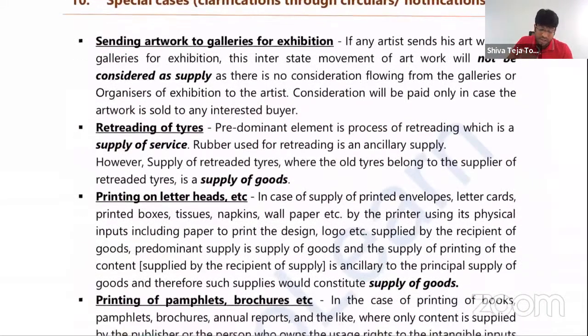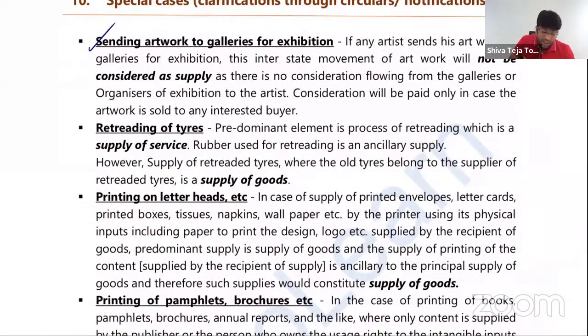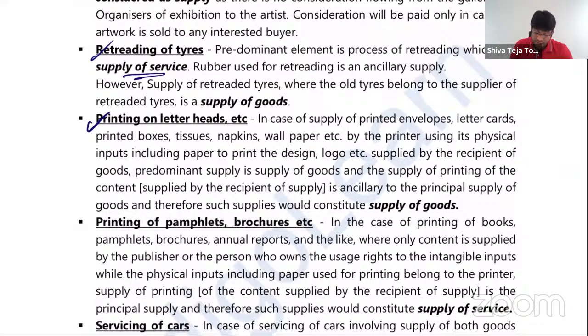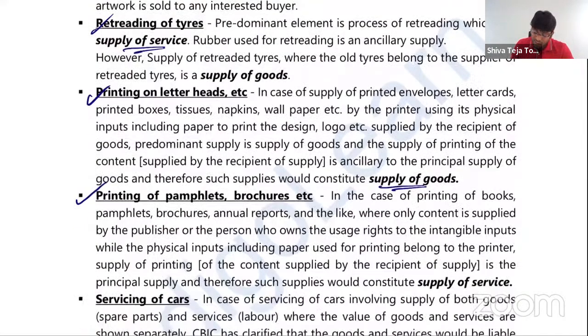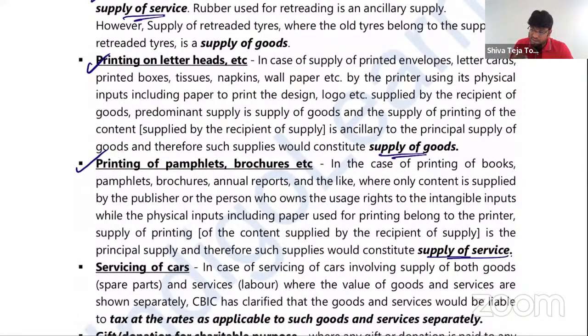Some special cases: artworks, we discussed. Retreading of tyres: there is predominantly supply of service. For example, if a vehicle gets punctured, we get the repair done. Correct? And that uses some materials also. But predominantly, what is it? Service. Then printing on letterheads, that is clearly supply of goods. Printing of pamphlets, brochures and all, that is supply of service.